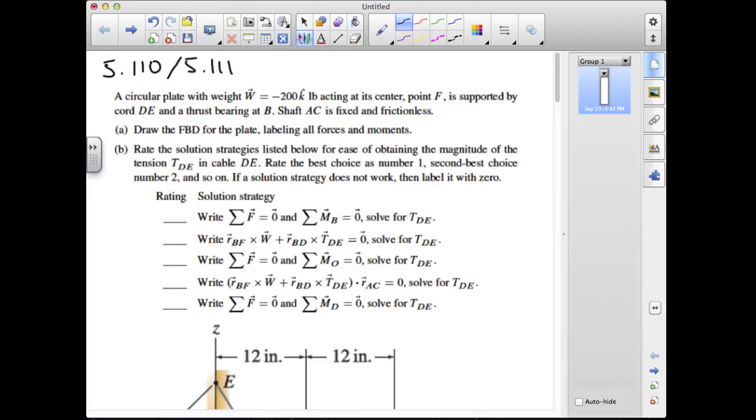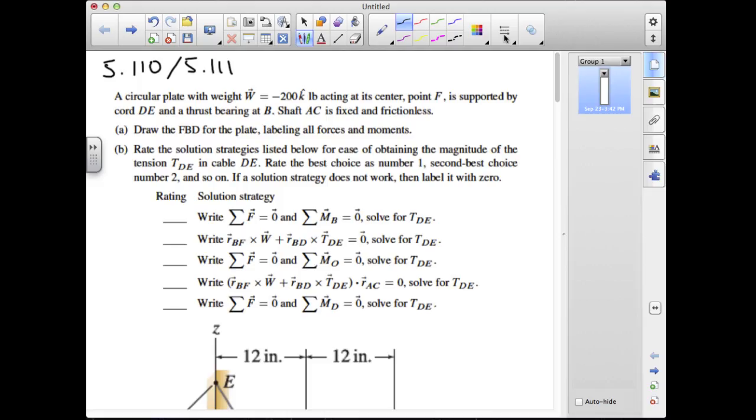We're told the shaft on which the bearing is mounted is fixed and frictionless. We first want to draw the free body diagram for the plate, labeling all forces and moments, including all the reaction components. And then before we actually get into the details of solving, we want to rate the solution strategies, and there's 5 listed below, in terms of the ease of obtaining the magnitude of the tension DE in the cable. We're told to rate the best choice as number 1, second best as 2, and so on, and if a solution strategy does not work, then label it with a 0.